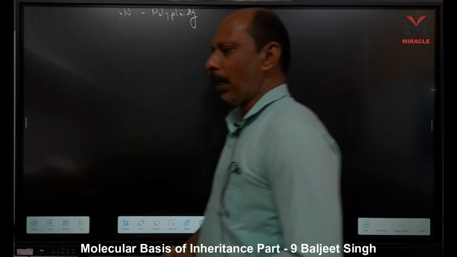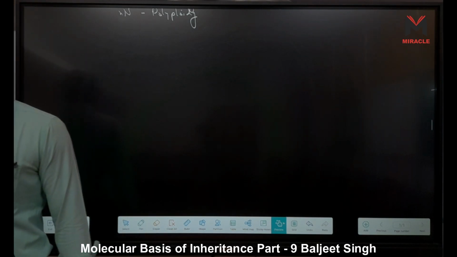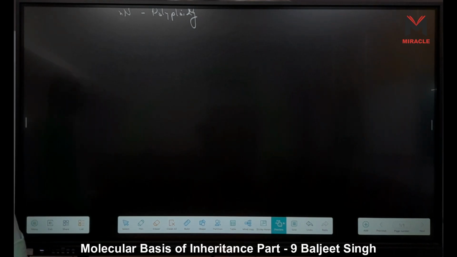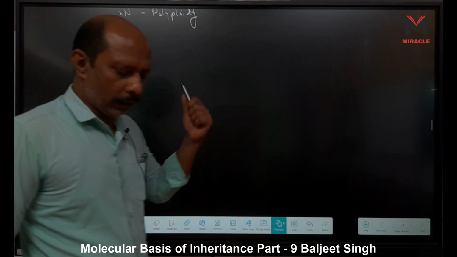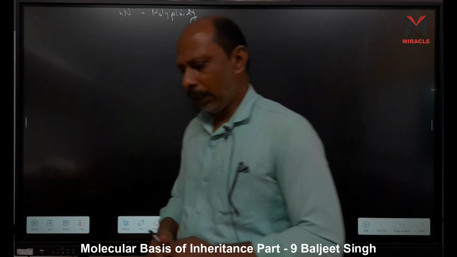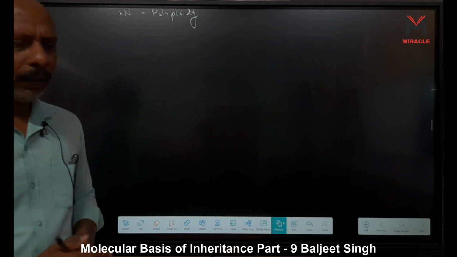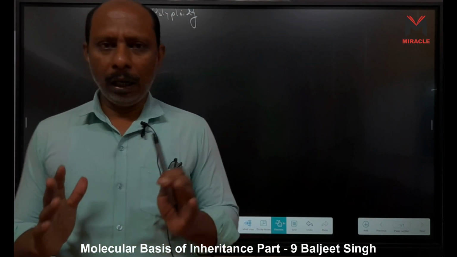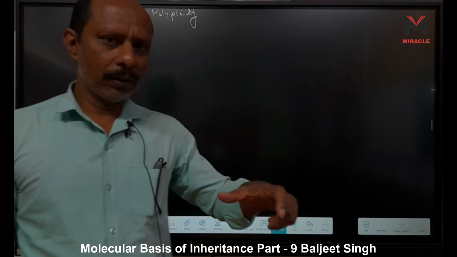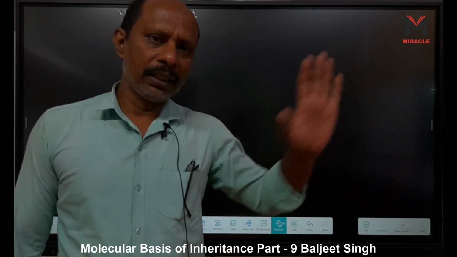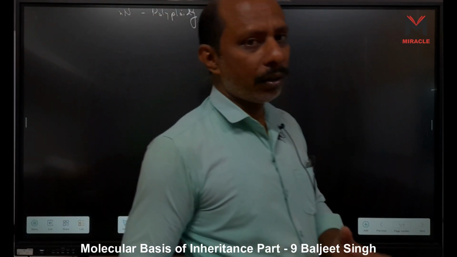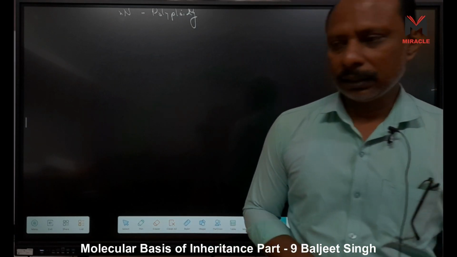Now here you understand how it works. In heteroploidy, euploidy or polyploidy is also of two types: autopolyploidy first. Auto means the same set of chromosomes is increased. And the second one is allopolyploidy. Allo means it is not the same, but two different sets are increased.